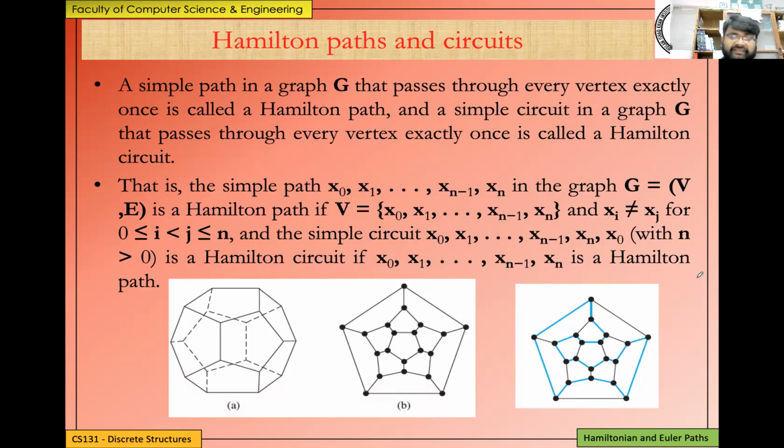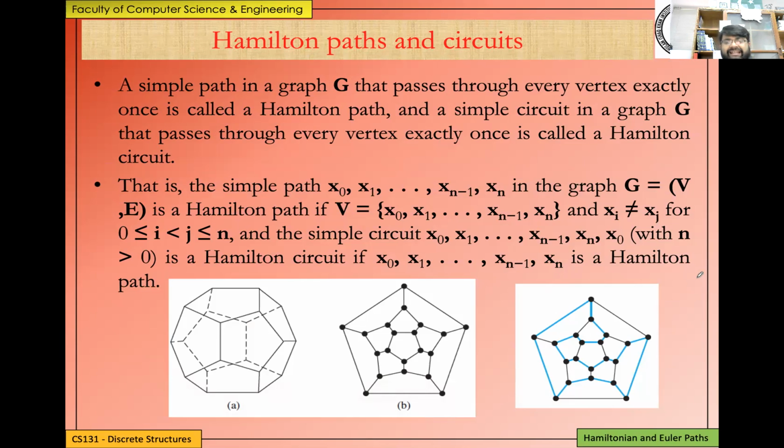So a path that does it is a Hamilton path. A circuit that does it is basically a Hamilton circuit. Notice that it passes exactly once through every vertex. So there may be edges that are not used. However, every vertex is visited exactly once only. So that is, the simple path x0, x1, and so on until xn minus 1, xn in the graph G, which consists of vertices V and edges E, is a Hamilton path.